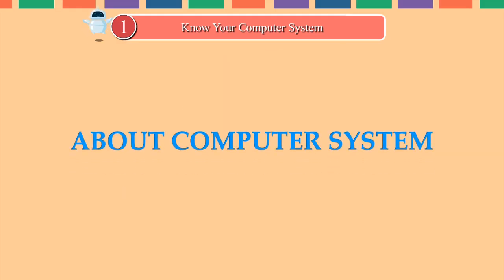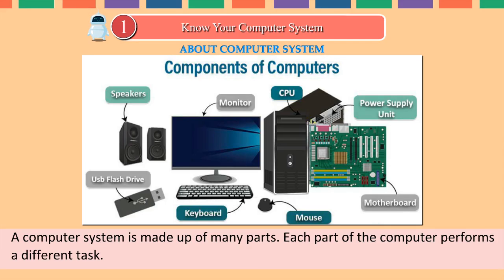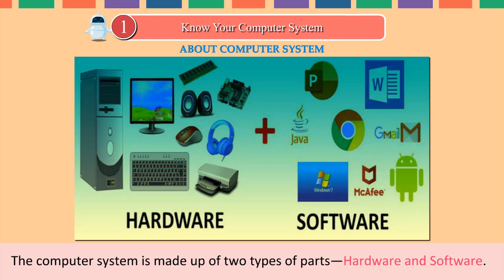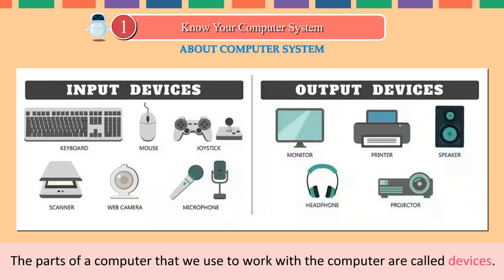About computer system. A computer system is made up of many parts. Each part of the computer performs a different task. The computer system is made up of two types of parts: hardware and software. The parts of a computer that we use to work with the computer are called devices.